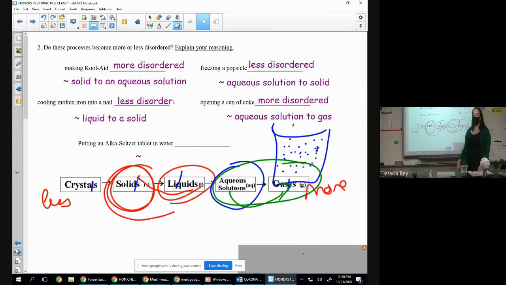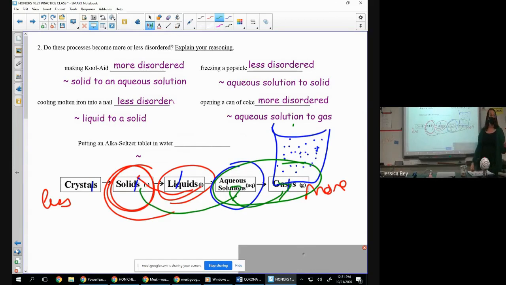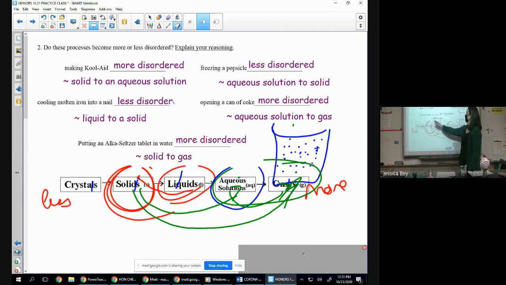Has everybody seen an Alka-Seltzer tablet? You chuck it into some water. Who's going to tell me what happens with it? Amani? Talk to me. It's a solid, right? You put it into water. Two things happen. It dissolves. And do you see bubbles? You see some bubbles. Which of these would bubbles be? Perfect. So we're going from a solid to aqueous, solid to gas. That means it's going to, you got it. Perfect. Very good.